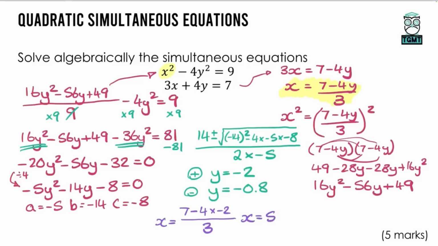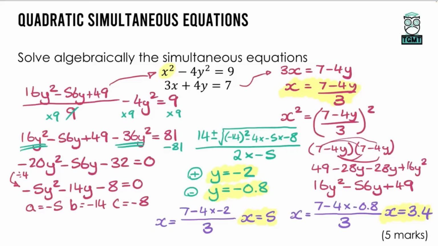And for the next one, we have x is equal to 7 take away 4 lots of negative 0.8. Again, all divided by 3. And that gives us x is equal to either a fraction 17 over 5, you could write it as a mixed number as well, or the decimal is 3.4. So there we go, we have lots of numbers that we need to write down as our solutions. We have y is equal to negative 2, and in that scenario, x was equal to 5. And we also have y is equal to negative 0.8, and in that scenario, x was equal to 3.4.